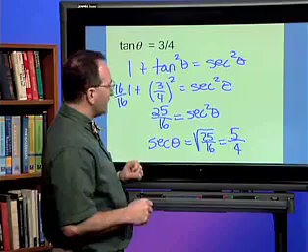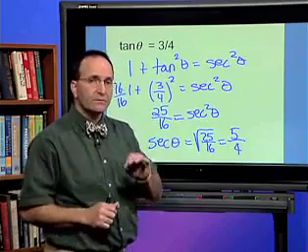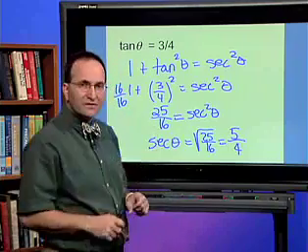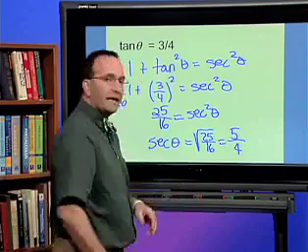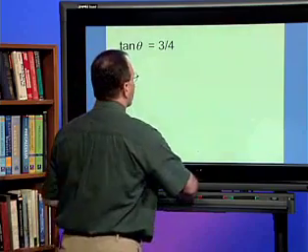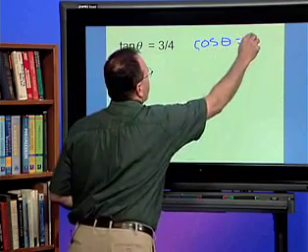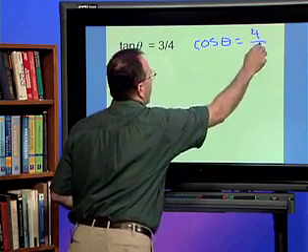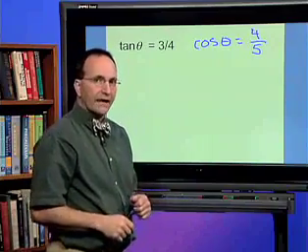Now we can find the cosine. Secant, remember, is 1 over cosine, which means the cosine is simply the reciprocal of this secant. So let me erase this and write down that the cosine of theta is 4/5. That is, it's the reciprocal of the secant that we just calculated.